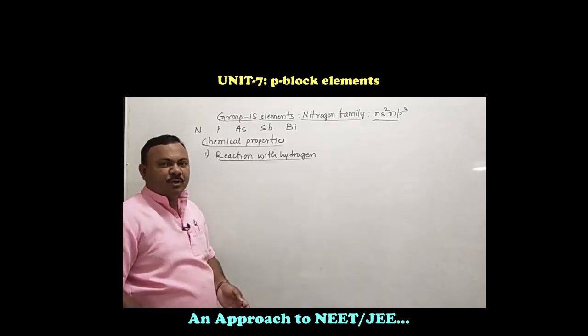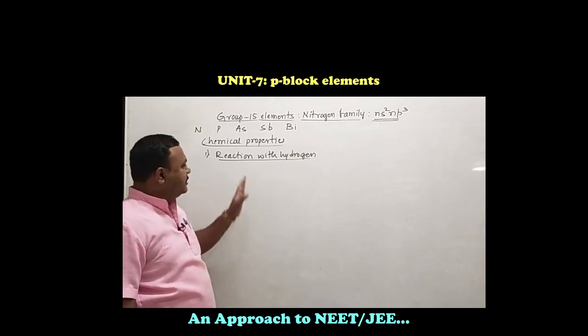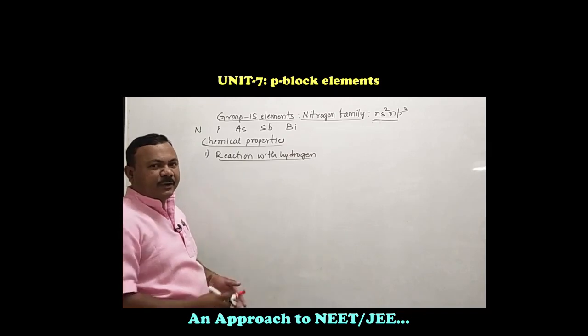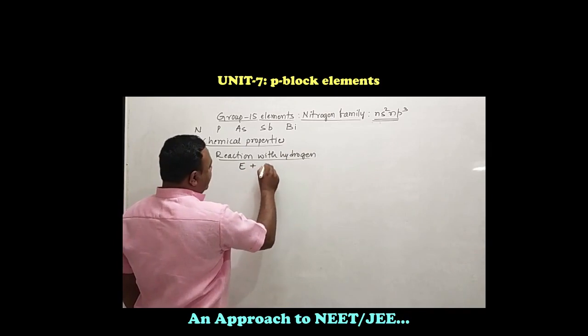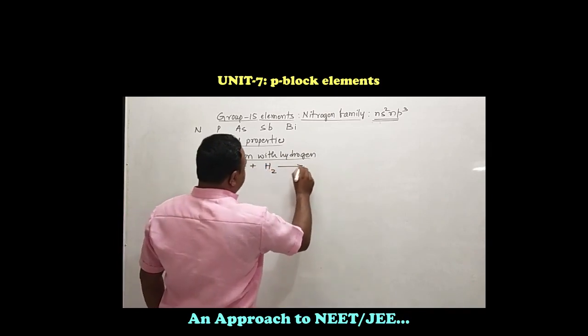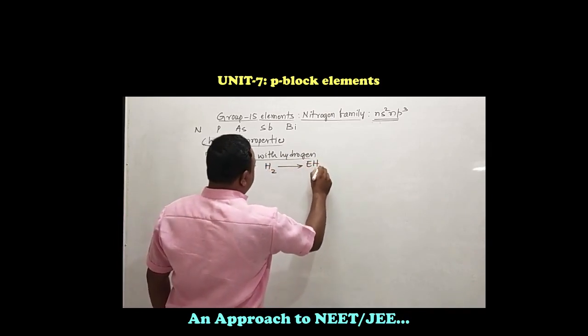After learning some physical properties, now we are going to focus on chemical properties of group 15 elements. First chemical property, reaction with hydrogen. When the group 15 element, if I take E as the group 15 element, reacts with hydrogen, we get the corresponding hydrides with the formula EH3.